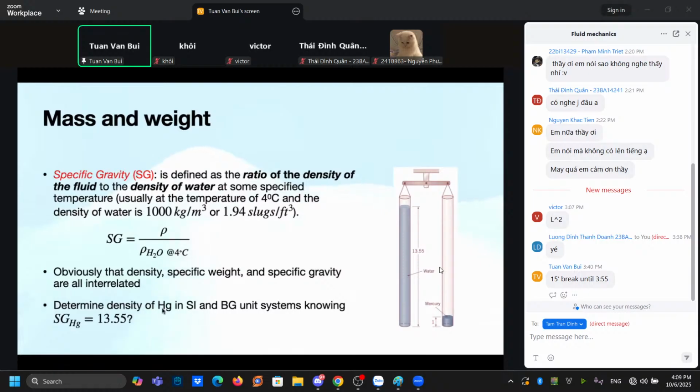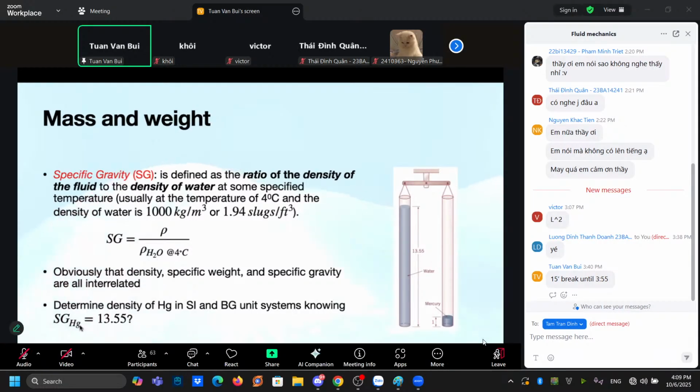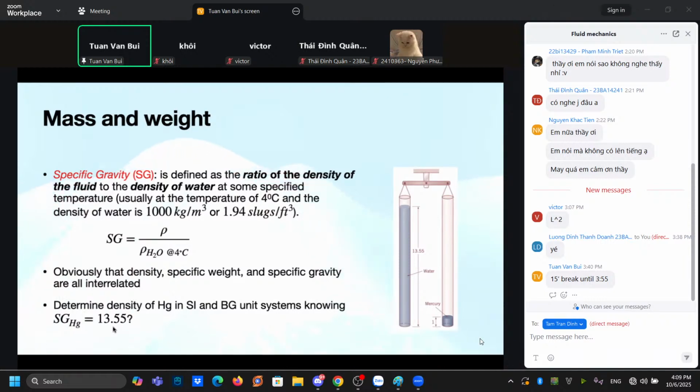So we can determine the density of mercury, rho Hg, in SI and BG unit systems, knowing that the specific gravity of mercury is 13.55. This is the question. So for this question, how do you do that? Very simple. We are looking for the rho.